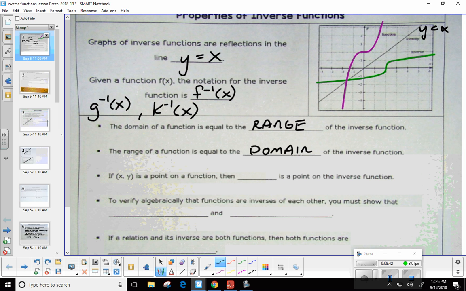Okay. So if x, y is a point on a function, then blank is a point on the inverse. y, x. When you reflect across this line y equals x, all you're doing is reversing those values. Now, you're not changing their sign. A lot of people are tempted to do that. Let's say you have on f of x the point -1, 2.